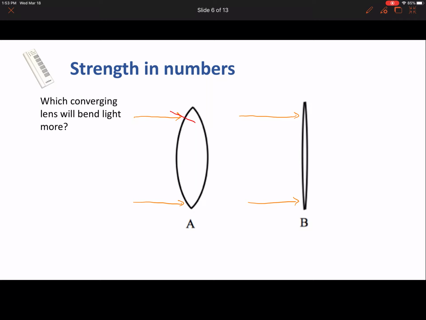I have my light coming in. I guess I'll switch to a black ink. I've got some angle of incidence. I'm going to have some angle of refraction. That angle of refraction is going to be a smaller angle with respect to the normal. How do I know? Well, let's say the lens is made of glass, and out here we have air.